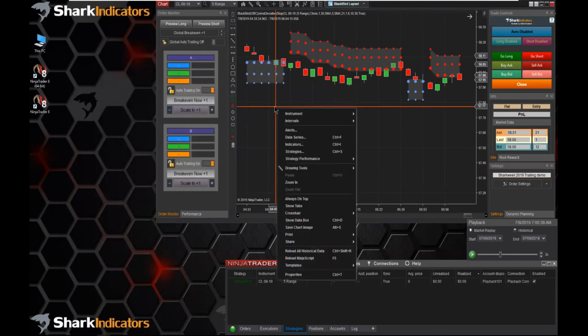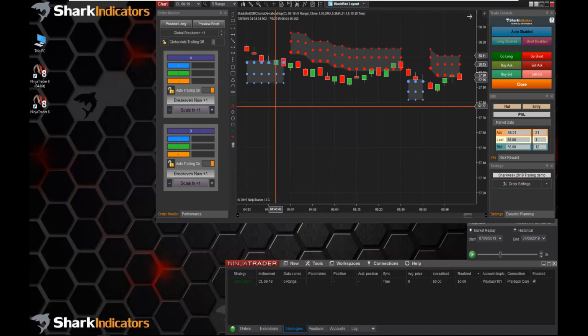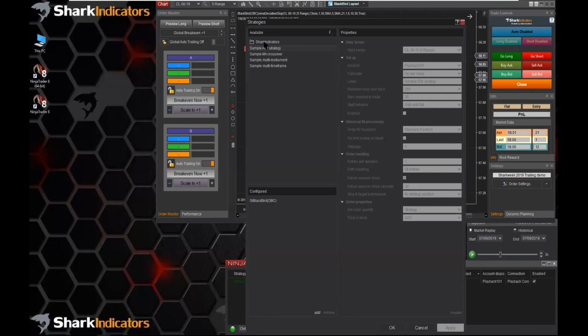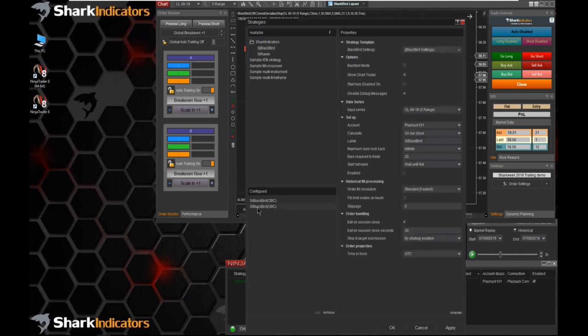So if I cancel out of this, go into the strategies window, and let me add another BlackBird here so we can see. But that is controlled by this NinjaTrader setting, this account here. Unfortunately, that's just the little sandbox called the strategy that's built into NinjaTrader. It puts a stipulation on it that you select what account it uses in this interface here.